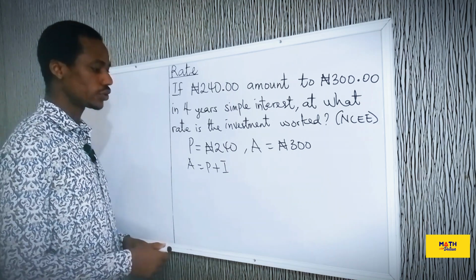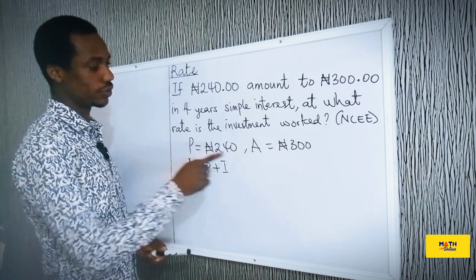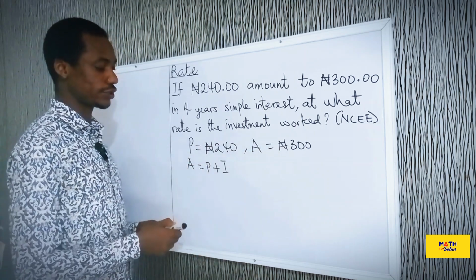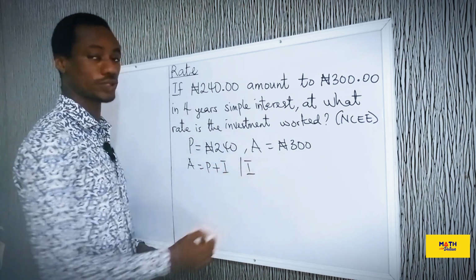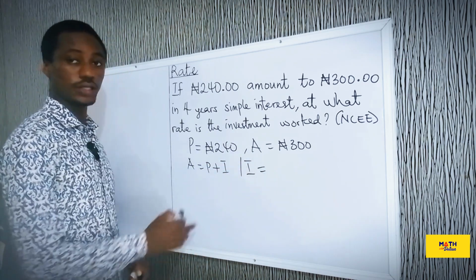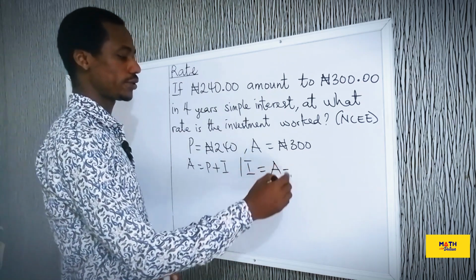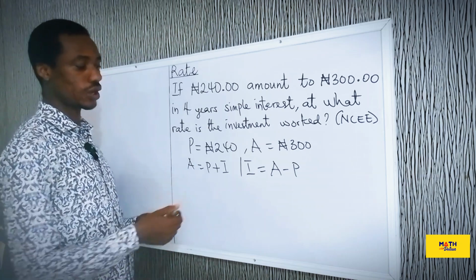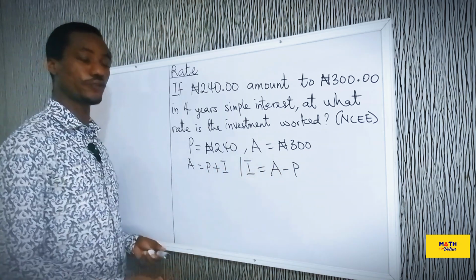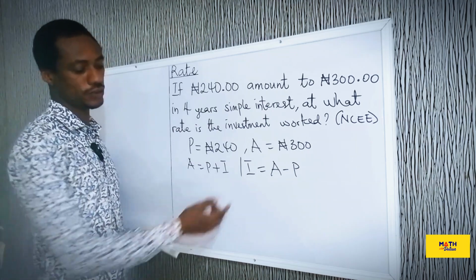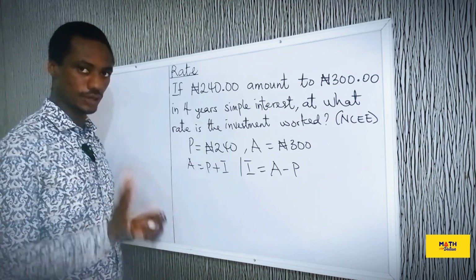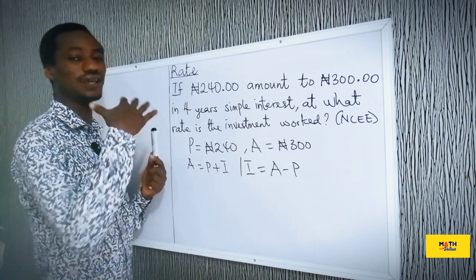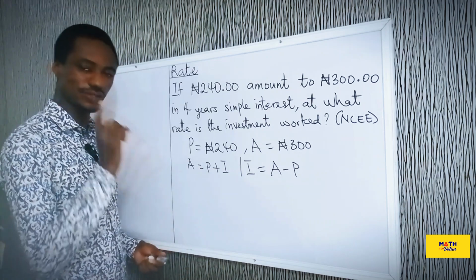So now we have the principal, we have the amount, but we don't have the interest. But since the amount minus the principal will give us the interest, we just subtract. So the interest is amount minus the principal, since amount is equal to principal plus interest. If you take away the principal from the final amount we got, that will leave us with the interest. I hope that is well understood. If you remove the principal from the total amount of money you got at the end of your investment, then what is left is the interest.